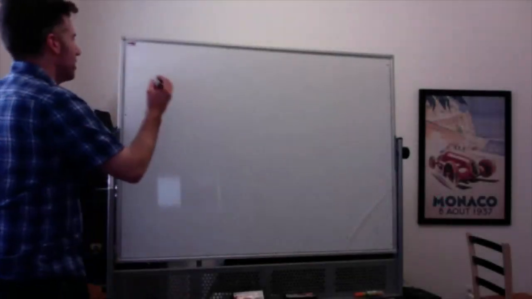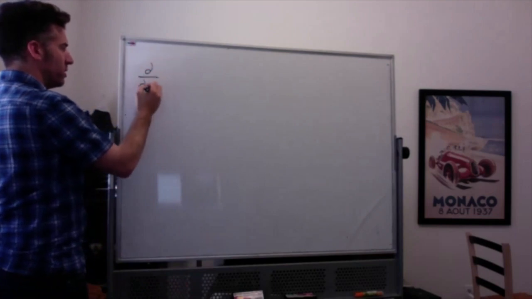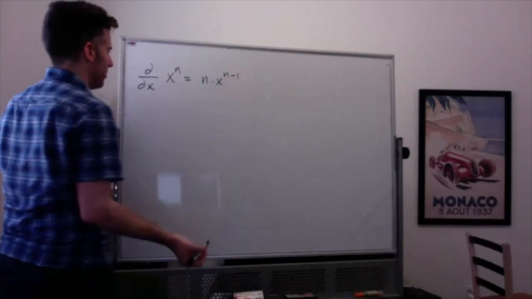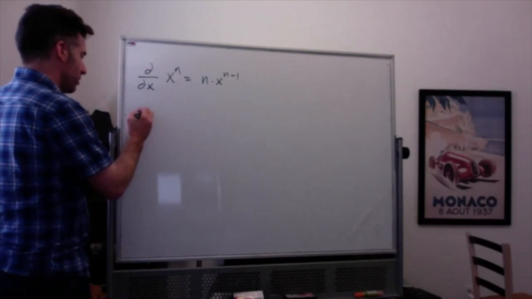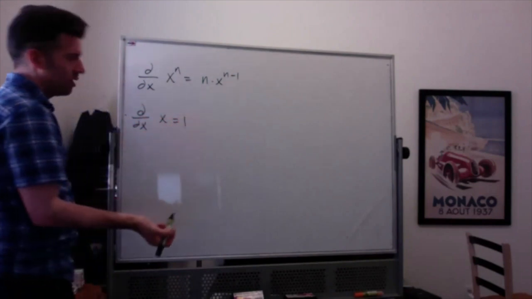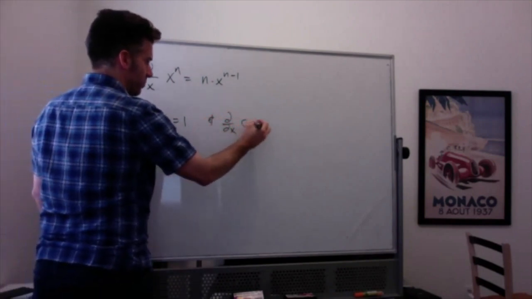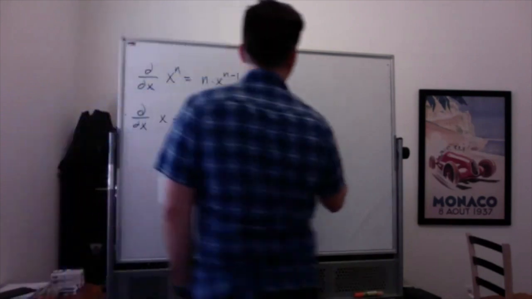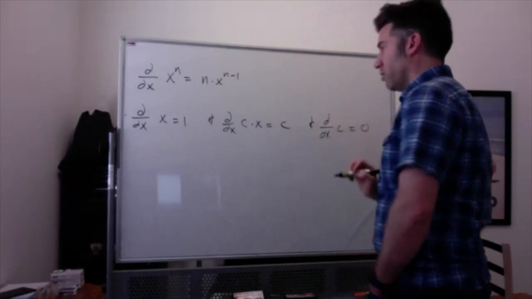All right, so here's what we got so far. We have the power rule, that the derivative of x to the n is equal to n times x to the n minus 1. There's a couple special cases here that you should be aware of. The derivative of x is just 1. The derivative of a constant times x is just the constant times 1, which is the constant. And the derivative of a constant all by itself is just 0.